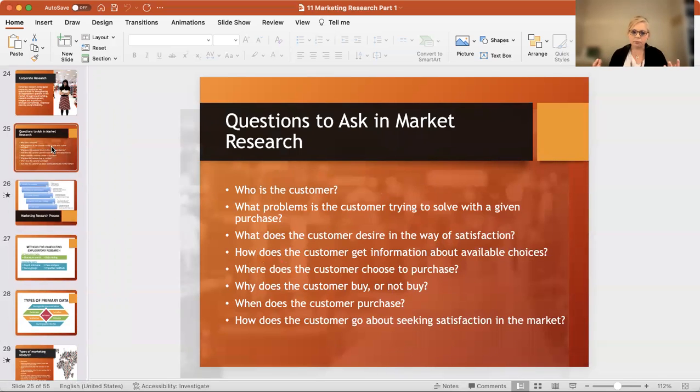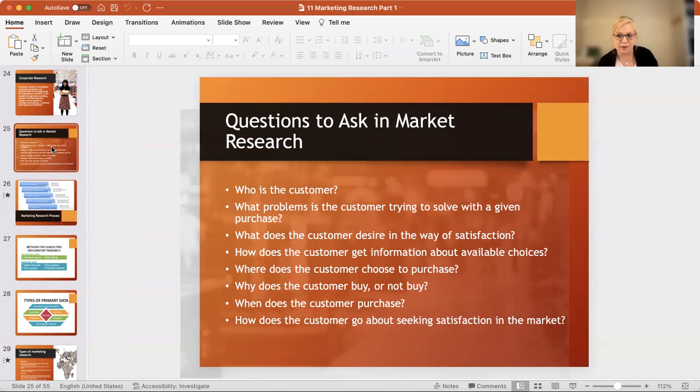What are some of the things that we can ask in market research? Who's the customer? What are the problems? What does the customer desire in order to be satisfied? What does the customer know about us? What are their available choices? Where do they buy the product? Why are they buying the product? When are they buying the product?